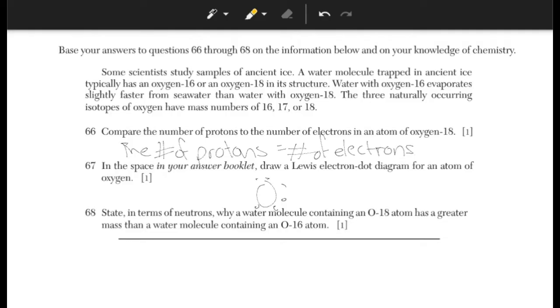State in terms of neutrons why a water molecule containing an O-18 atom has a greater mass than a water molecule containing an O-16 atom. I already explained this when answering question 66, but an atom of oxygen-18 has 2 more neutrons than an atom of oxygen-16.